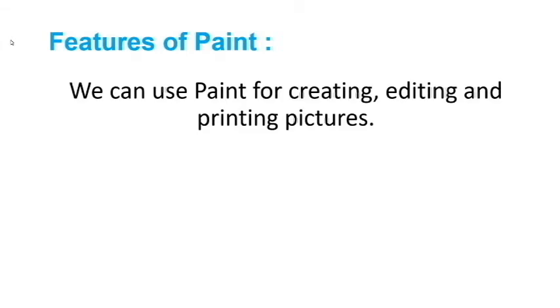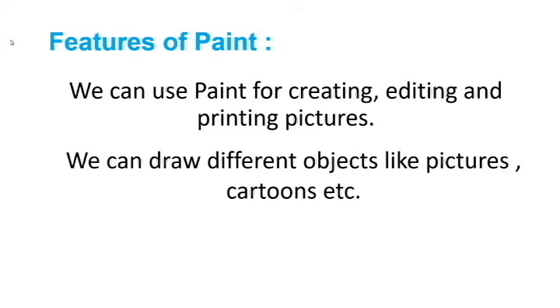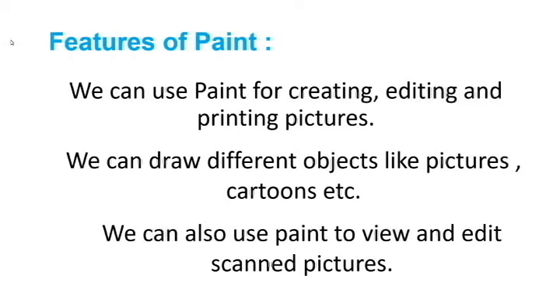Features of Paint. What are the features of MS Paint software? We can use Paint for creating, editing and printing pictures. We can draw different objects like pictures, cartoons, etc. We can also use Paint to view and edit scanned pictures. That means we can edit the pictures that we scanned into the computer by using scanners.